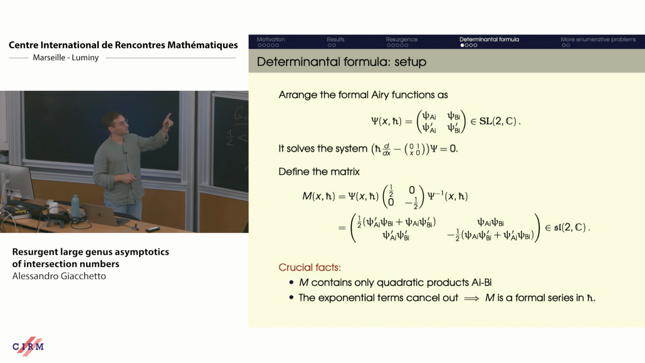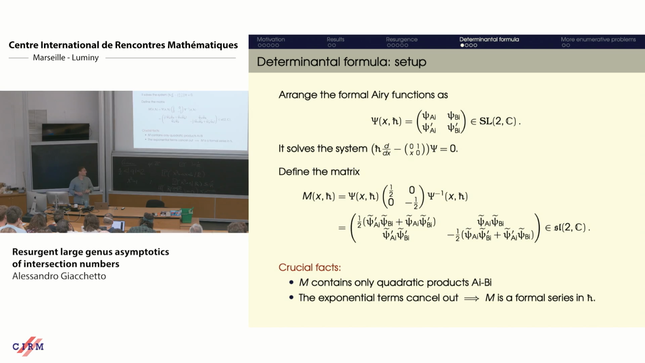Because of this, if you remember, these Airy and Bairy functions have an exponential term in front. But because I have Airy times Bairy, and they differ by a change of sign in h bar, the exponential terms cancel out. If you remember, I used this tilde when I got rid of the exponential. Since they all cancel out, I can replace all this Psi with their tilde version. And so now M is actually a formal power series in h bar.